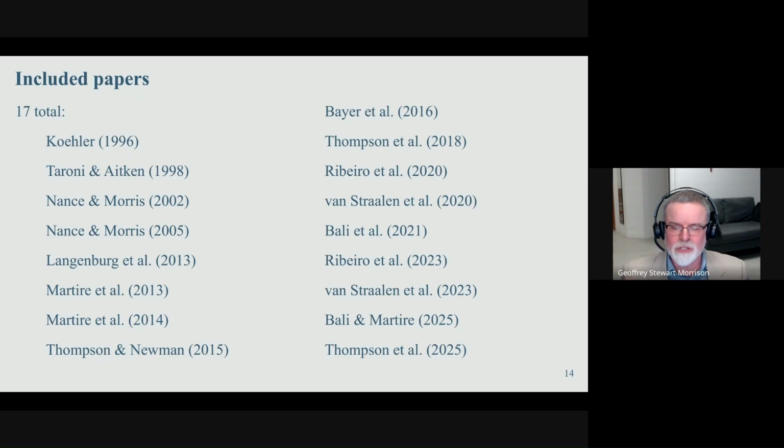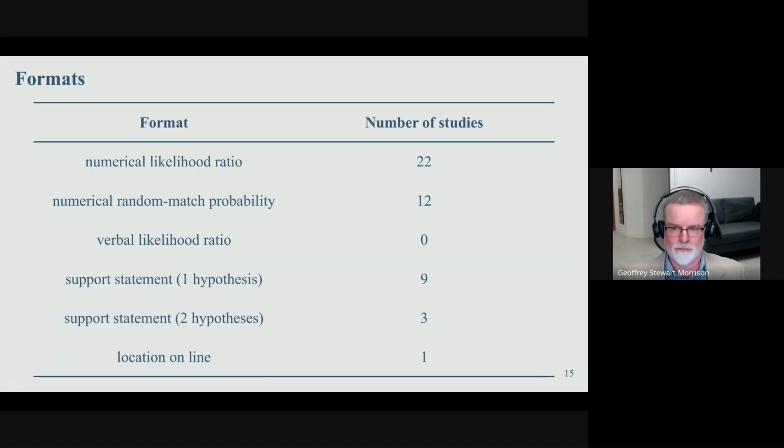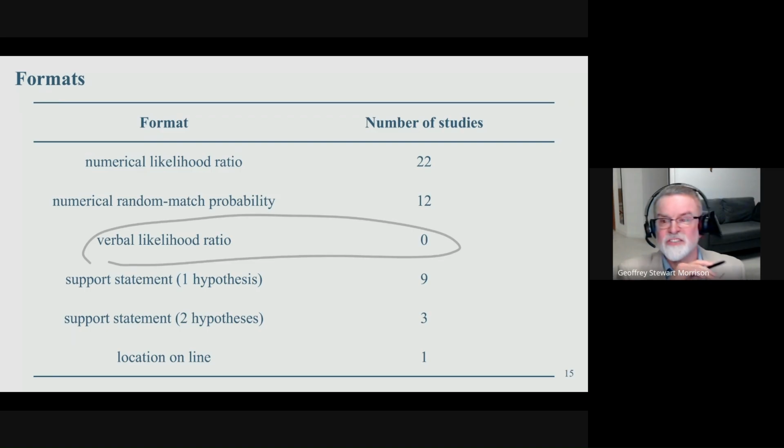So 17 papers total. Some of those papers had multiple experiments, and it made the analysis easier to count those as different studies. So instead of talking about papers, I'm going to talk about studies, and there was a total of 22 studies. By design, they all presented numerical likelihood ratios. 12 of them also presented random match probabilities. And here was something that I was surprised by: the verbal likelihood ratios, 0. None of these studies presented verbal likelihood ratios.